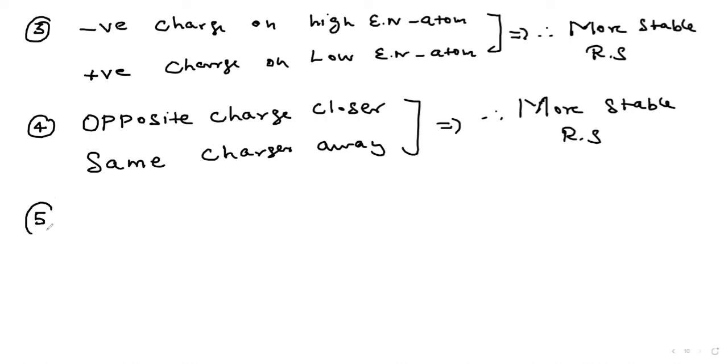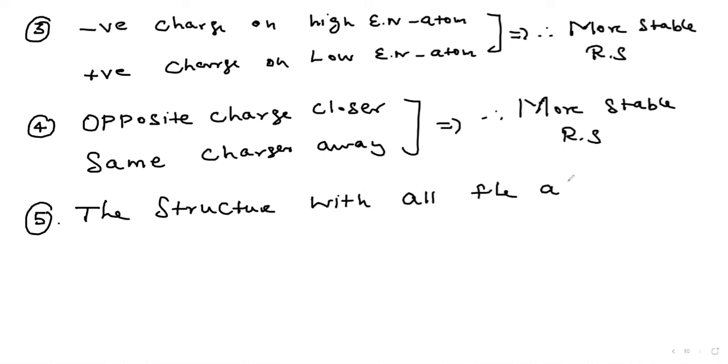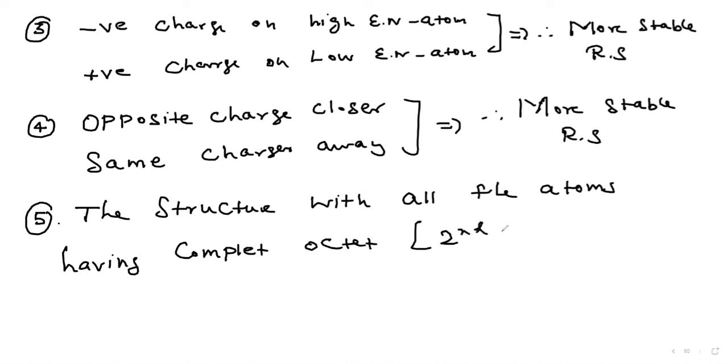Fifth rule, very important. We discussed it already, but you note: the structure with all atoms having a complete octet. Which row element? Second row only, not third and fourth row. The octet is applicable only to the second row, not third, fourth and fifth row.